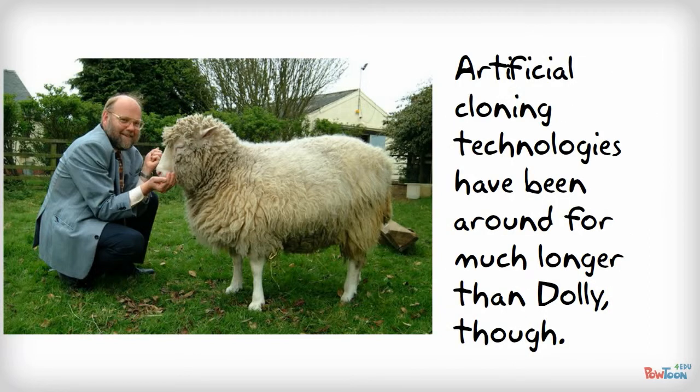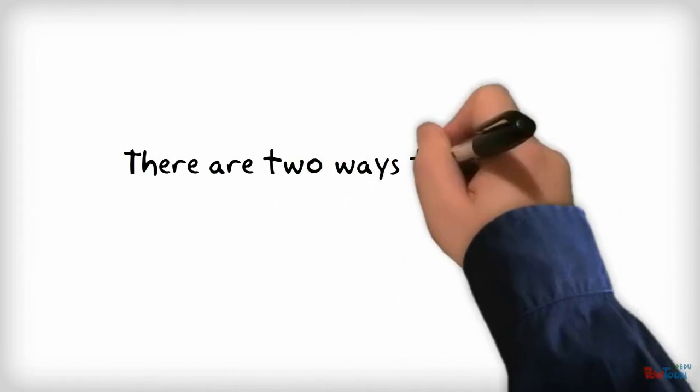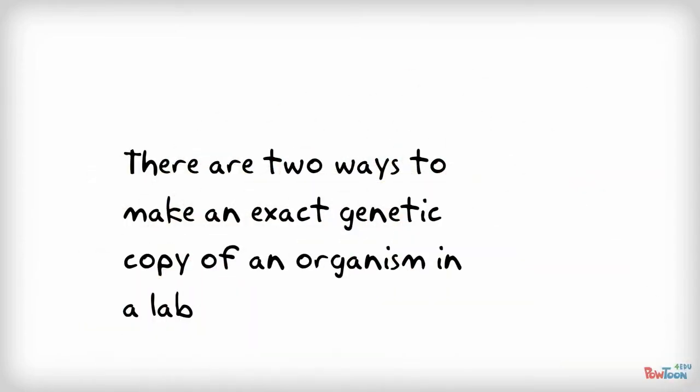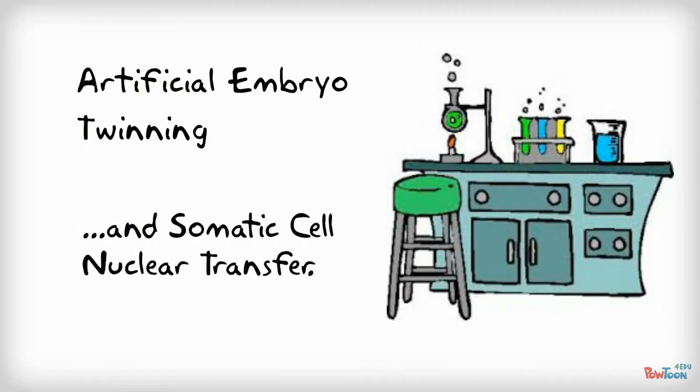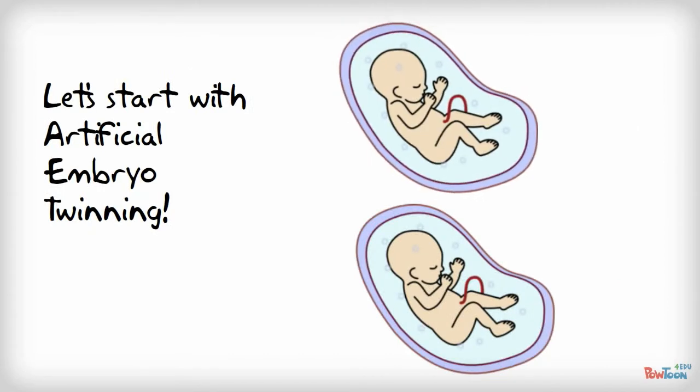Artificial cloning technologies have been around for much longer than Dolly, though. There are two ways to make an exact genetic copy of an organism in a lab: artificial embryo twinning and somatic cell nuclear transfer. Let's start with artificial embryo twinning.